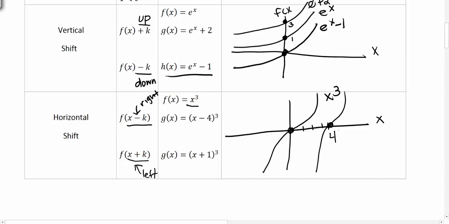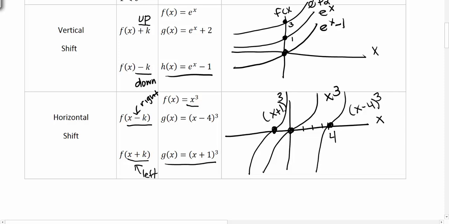So now it's going to have the same shape, but it's going to cross through at x equals 4. Now, if you were to plug a 4 into that function, you would get (4 minus 4) cubed, which is 0. And that's what we want. When x equals 4, y should equal 0 because that's where we cross the axis. Similarly, if we consider (x plus 1) cubed, that means we're shifting left 1 unit. So here we're going to come down and go through at negative 1. So again, even though it's counterintuitive, if you subtract, we move right, and if you add, we move left.